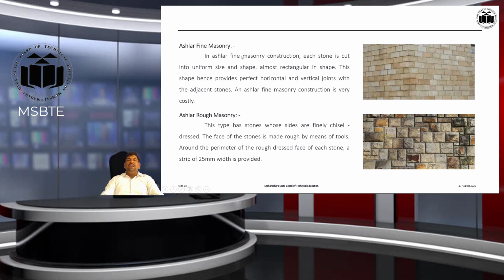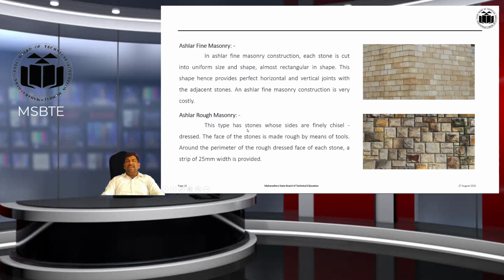As you can observe in this image, every stone is properly cut and dressed into the proper size and shape, with every stone having the same dimensions, and that's why it seems like a brick masonry construction. As shaping and dressing of the stones are required, costly work is involved in this particular type of stone masonry.